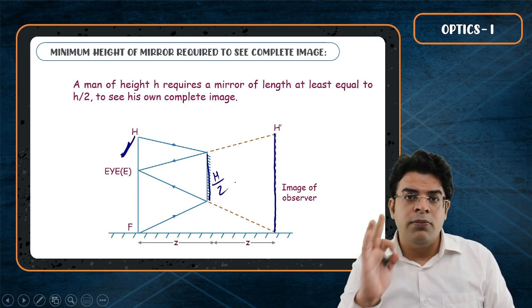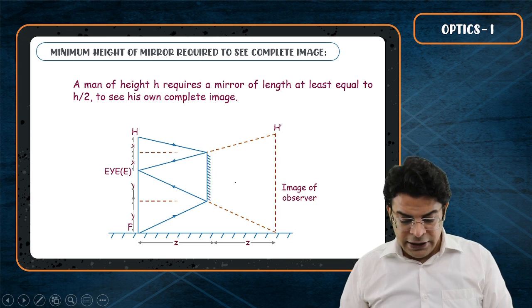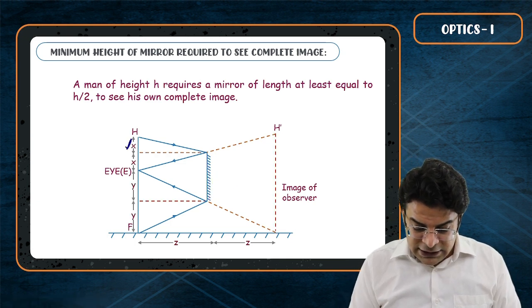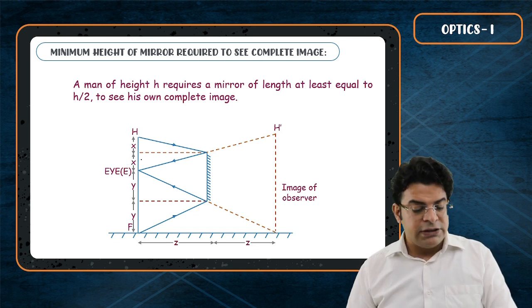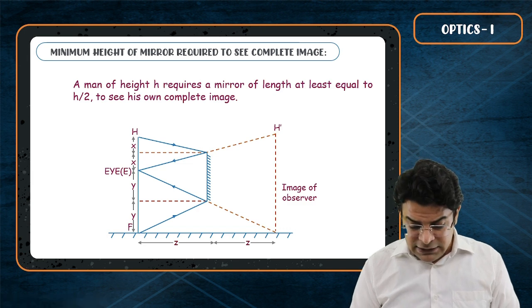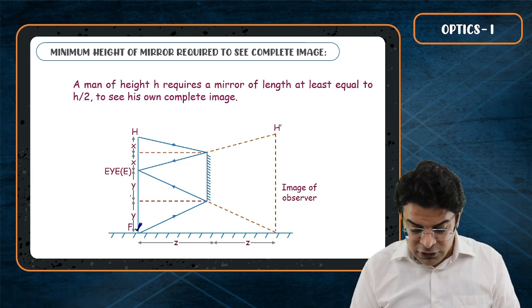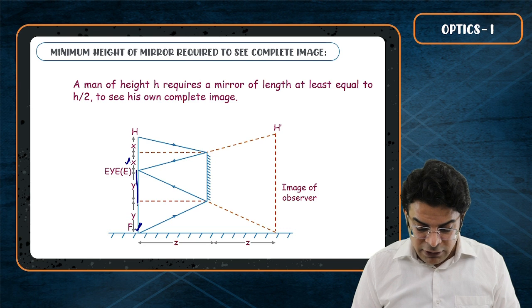Or there is one more logic. Let's say this distance between the head of the person and the eye is given by 2x, x plus x. And this distance between the foot of the person and the eye is given by 2y, y plus y.